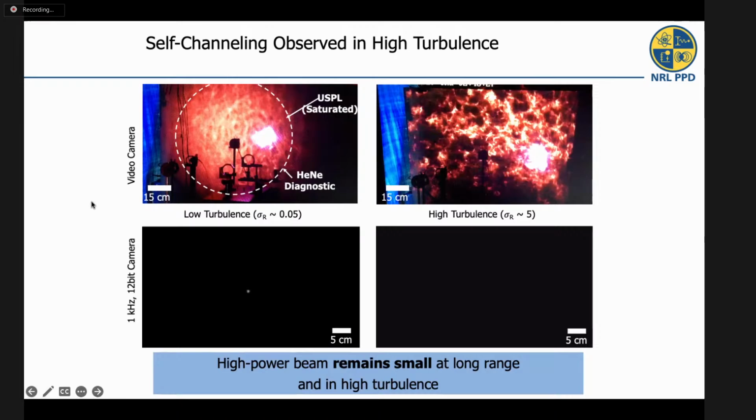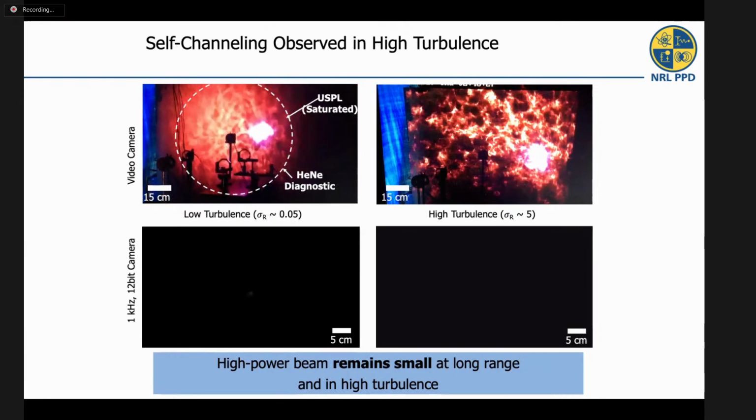So I'll start these videos, and let's see if we can get both of them going at the same time. What you'll see is that at very low turbulence, you can see a little bit of the phase front distortion due to the turbulence and the rising heat from the turbulence generator in the HeNe. But the USPL maintains a very nice tight spot on the order of a centimeter, and kind of wanders around.